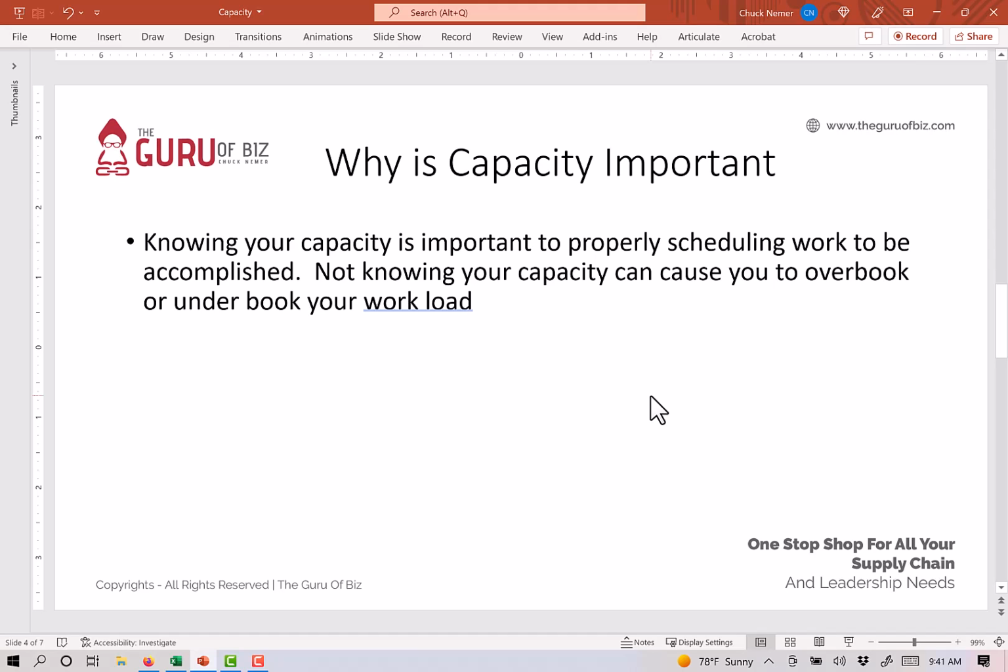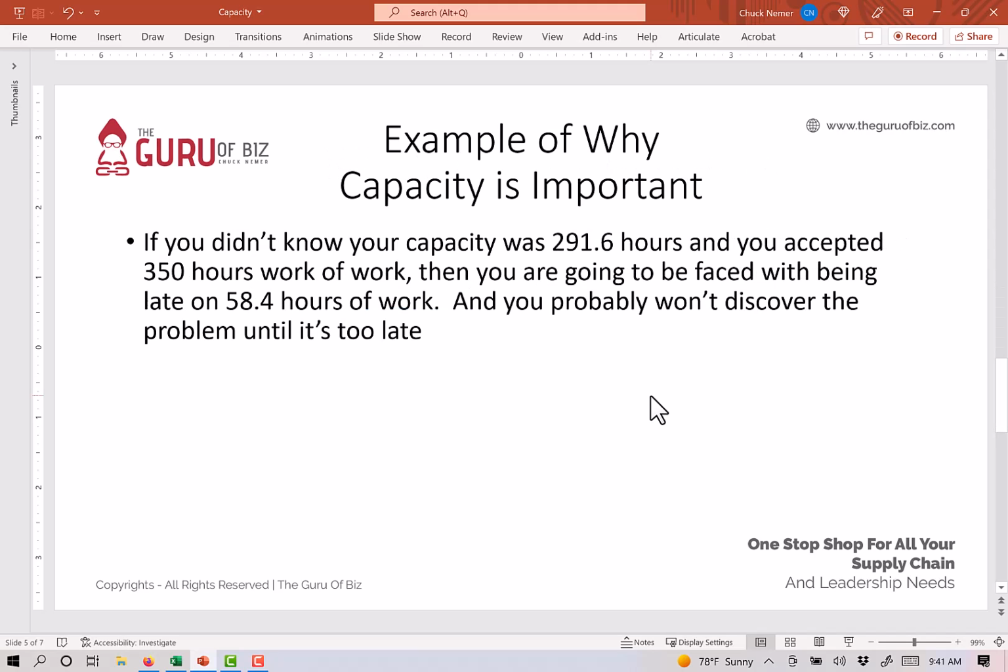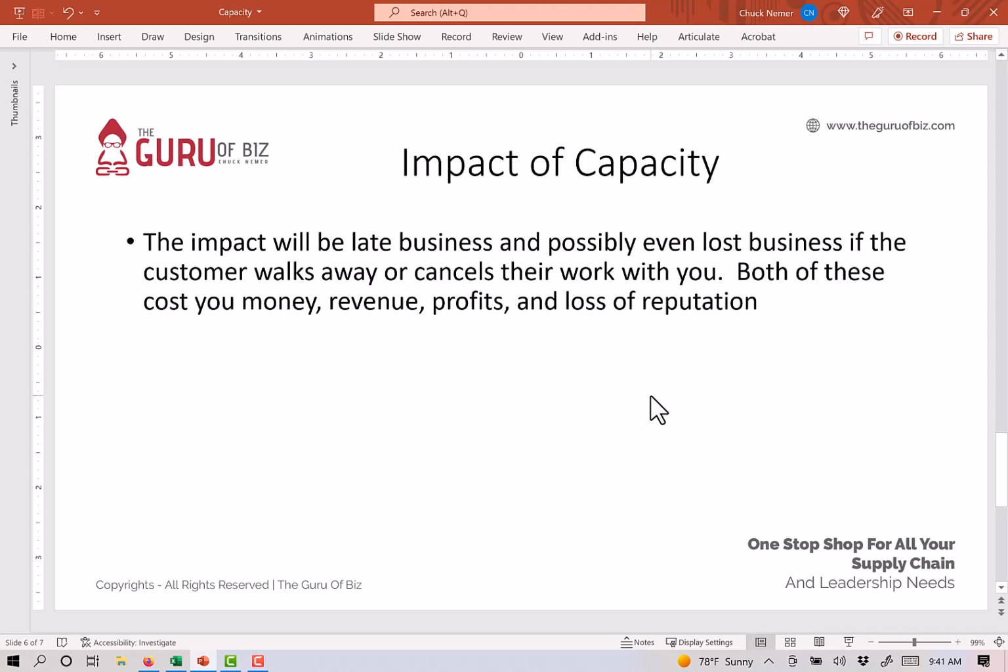If you don't know what your capacity is, then you could overbook or underbook your workload and create extra work, or you may not have enough work or have missed an opportunity. So, as an example, if your capacity is in fact 291.6 and you accepted 350 hours without looking at the capacity, then you're going to be faced with 58.4 hours of extra work, and you won't discover the problem that you've overbooked until it's too late, because you're not watching for that situation at all and you don't see it coming.